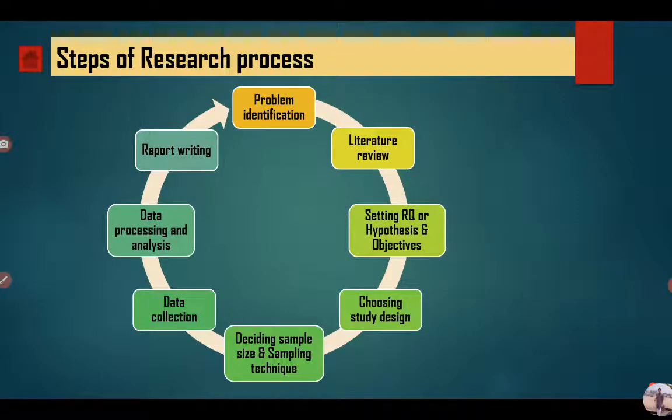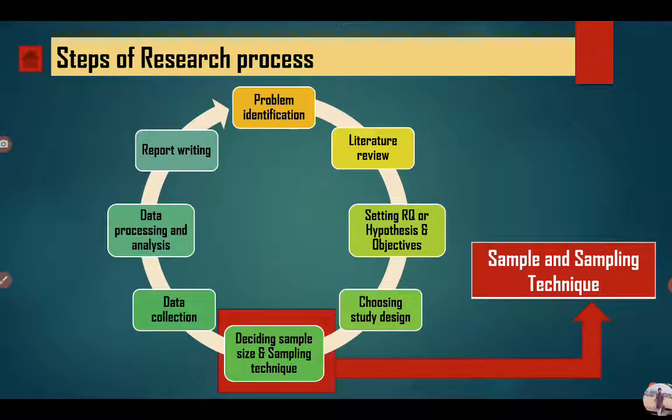This is the basic diagram of the research process, which starts with problem identification, then literature review, setting the research question or hypothesis and objectives, choosing a specific research design, deciding on the sample size and sampling technique, then data collection, data processing, analysis, and report writing. Here the most important step is the sample and sampling technique, and I am going to discuss it in detail.